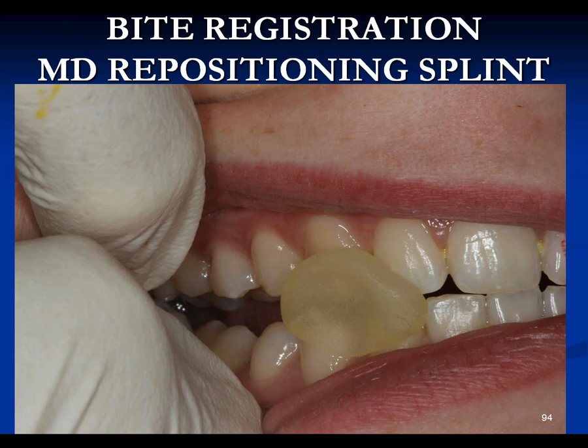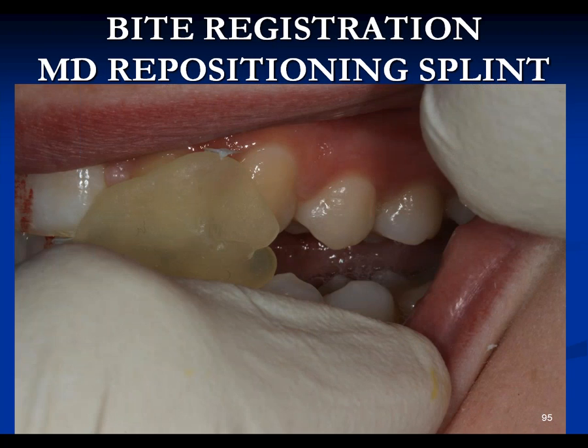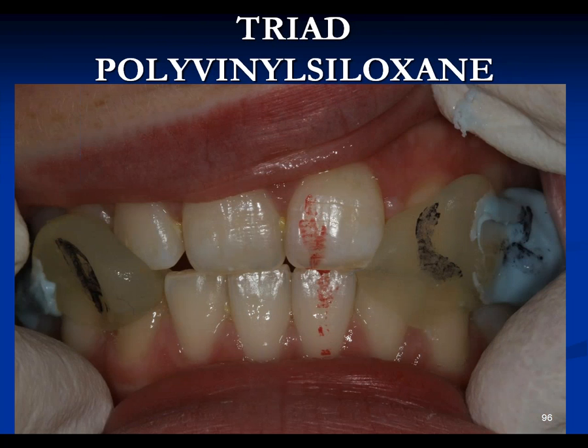So we find that position. This is another patient, and we put Triad to hold the position to make sure everything's okay. The splint should be at least two millimeters thick in the back. And remember, we've already established that in that particular position, she's not clicking. And so we put the Triad on to make sure it's a comfortable position. And then if she says, I'm okay, it doesn't hurt, then we inject with polyvinyl siloxane.